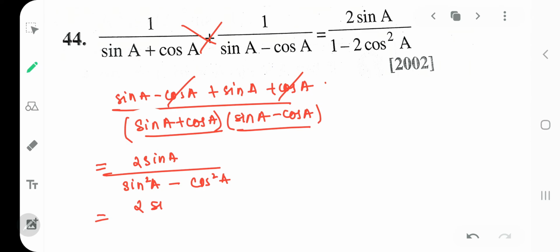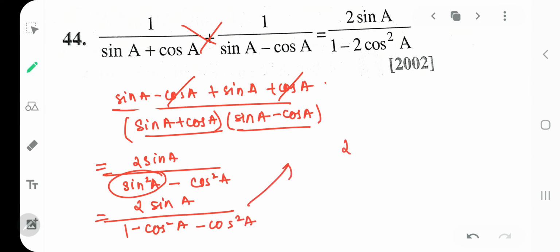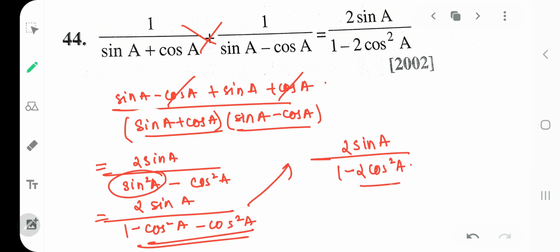For the numerator, I will keep it 2 sin A. For the denominator, for sin square A, I will take it 1 minus cos square A and minus cos square A. For the numerator 2 sin A, and for the denominator we can put it 1 minus 2 cos square A. Minus cos square A minus cos square A will become 2 cos square A.